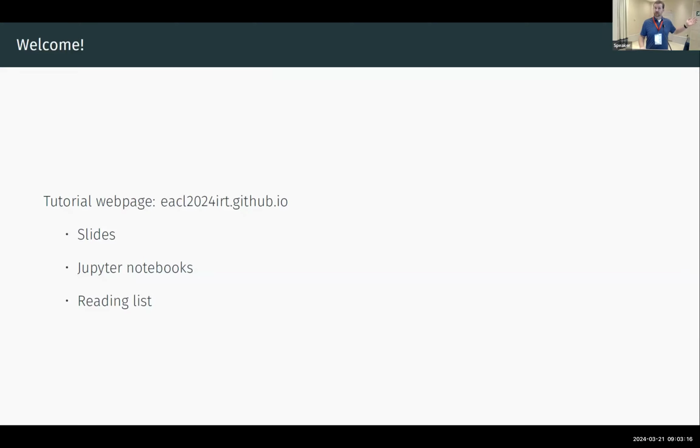We have a web page set up for the tutorial. It's listed here, EACL 2024 IRT.github.io. You can find all of the slides. We have the slides broken down by each section that we're going to present, but we also have a master document that you can just follow along with. We have some Jupyter notebooks up there. There are going to be some code portions of the tutorial where we show you how to implement some of this in Python, specifically using the PyIRT package that Pedro and I developed. We also have a structured reading list. We couldn't cram everything into 3 hours, but if you want additional references and reading lists, those are available on the website as well. Our contact information is there too, so please feel free to reach out to us afterwards with questions.